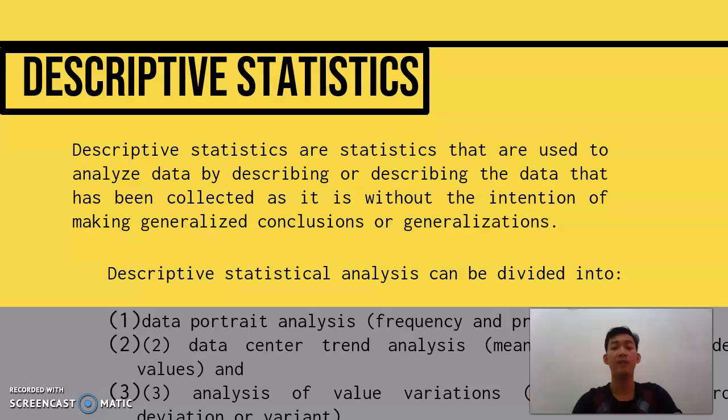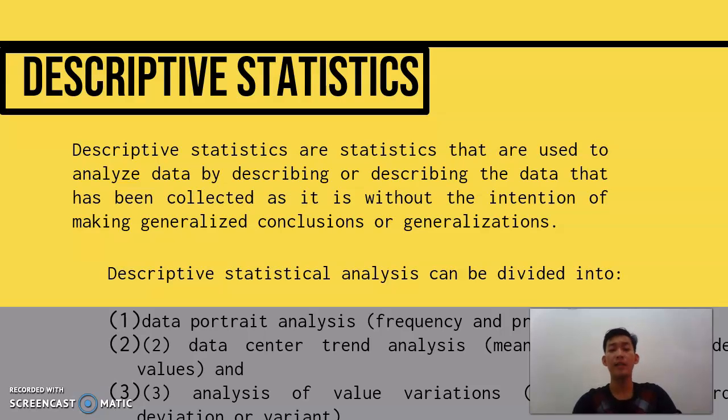Okay, first, descriptive statistics. What is descriptive statistics? Descriptive statistics are statistics used to analyze data by describing the data that has been collected as it is, without the intention of making conclusions or generalizations. Descriptive statistical analysis can be divided into, first, data portrait analysis, for example frequency and percentages. The second is data central tendency analysis, which includes mean, median, and mode values. And the third is analysis of variation, for example range and standard deviation.